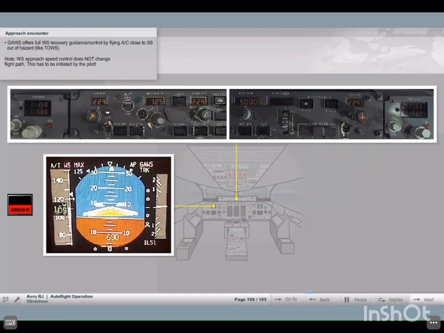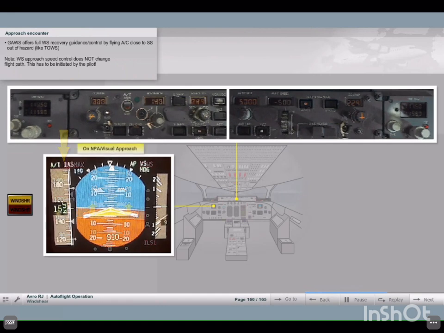As described before, GAWS offers full wind shear recovery guidance as TOWS by flying the aircraft close to stick shake out of the wind shear hazard. It is important to emphasize that in wind shear approach speed control, the FGS maintains the approach path and the pilot has to initiate recovery.